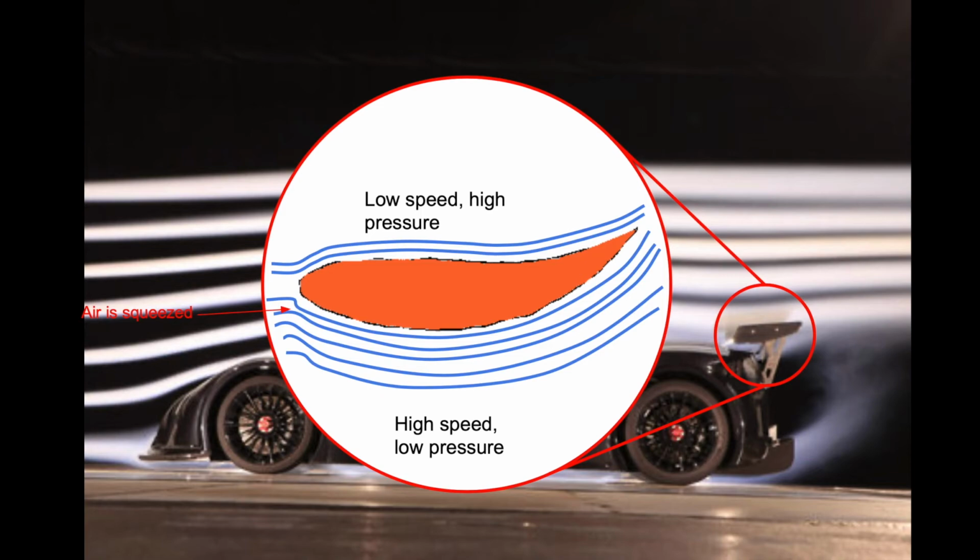The amount of downforce can be altered by the wing's angle of attack. The greater the angle of attack, the larger the downforce. But as the angle of attack is increased, the aerodynamic drag experienced by the wing is also increased. This results in a decrease in top speed.